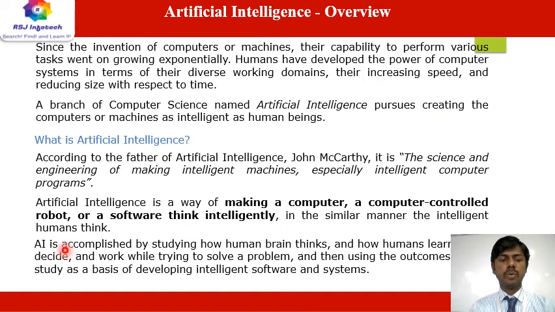Artificial intelligence is accomplished by studying how the human brain thinks, how humans learn, how we decide on a particular action, and how we work while trying to solve a particular problem. Using the outcomes of these studies, we build intelligent software and systems. This is the introduction to artificial intelligence.